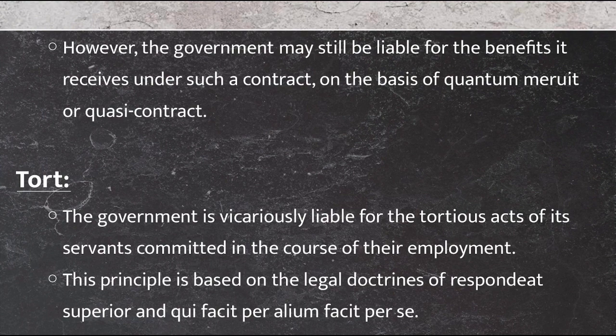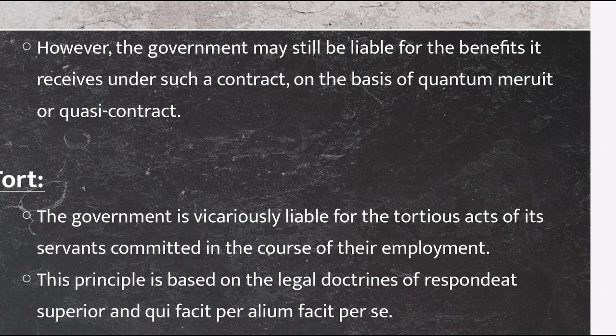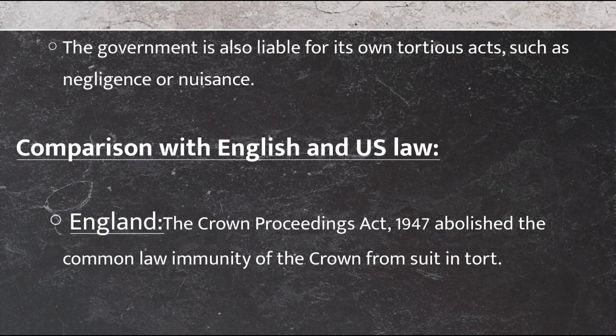Tort. The government is vicariously liable for the tortious acts of its servants committed in the course of their employment. This principle is based on the legal doctrines of respondeat superior and qui facit per alium facit per se. The government is also liable for its own tortious acts, such as negligence or nuisance.